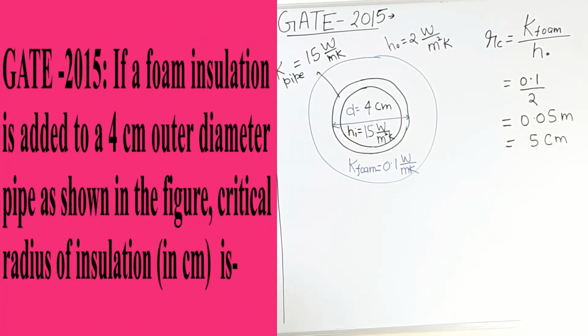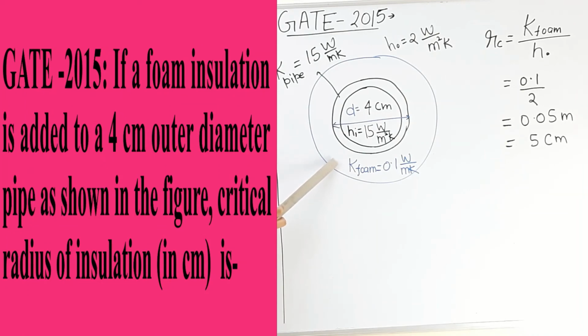Now we are going to discuss a problem from the GATE 2015 exam. According to the problem, a foam insulation is added to a 4 centimeter outer diameter pipe as shown in the figure. The critical radius of the insulation in centimeter is: Now here in the problem, we are provided a convective heat transfer coefficient for the inner surface of the pipe and the hot fluid, and a convective heat transfer coefficient for the outer surface of the insulation and the ambient air, and we are also provided the thermal conductivity of the pipe and the thermal conductivity of the foam.